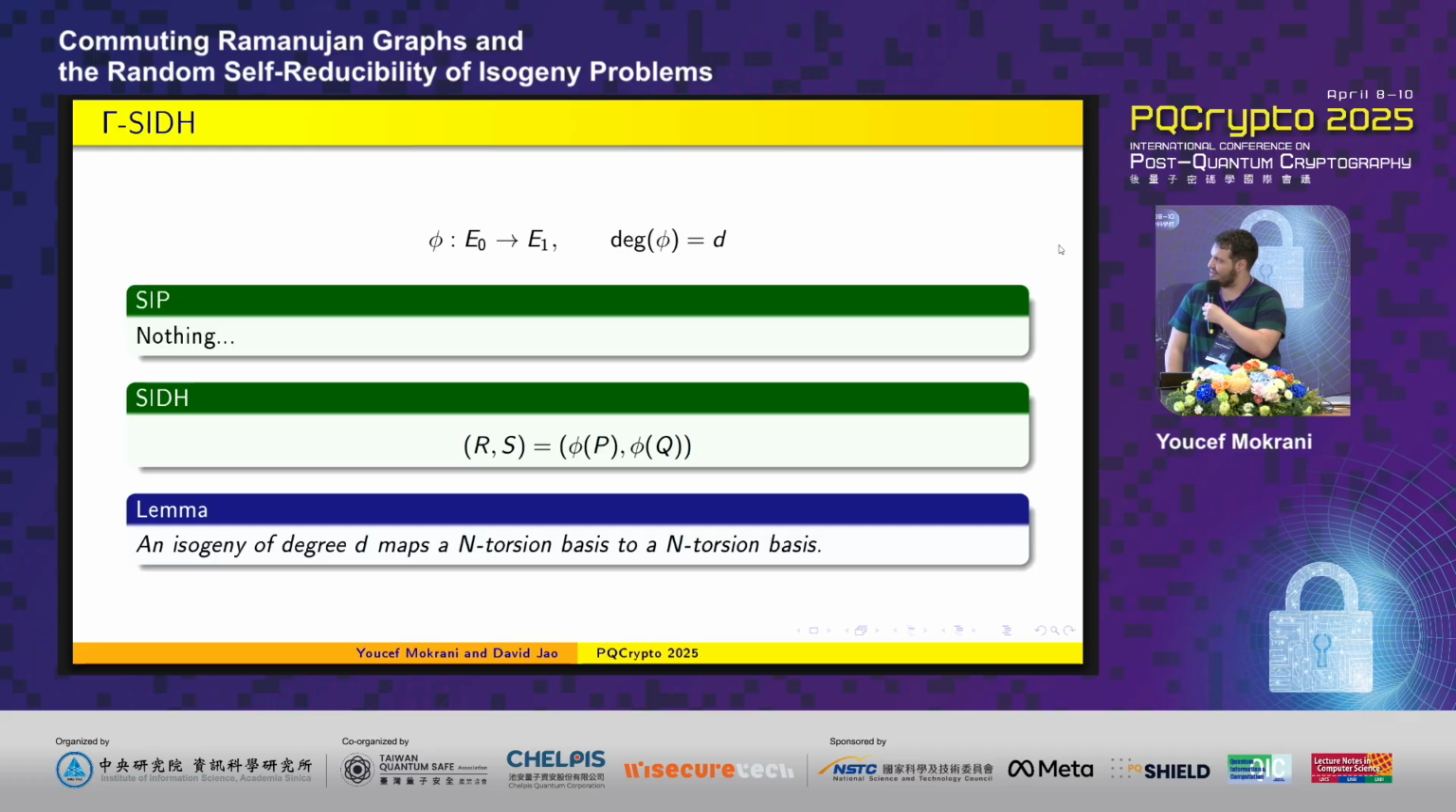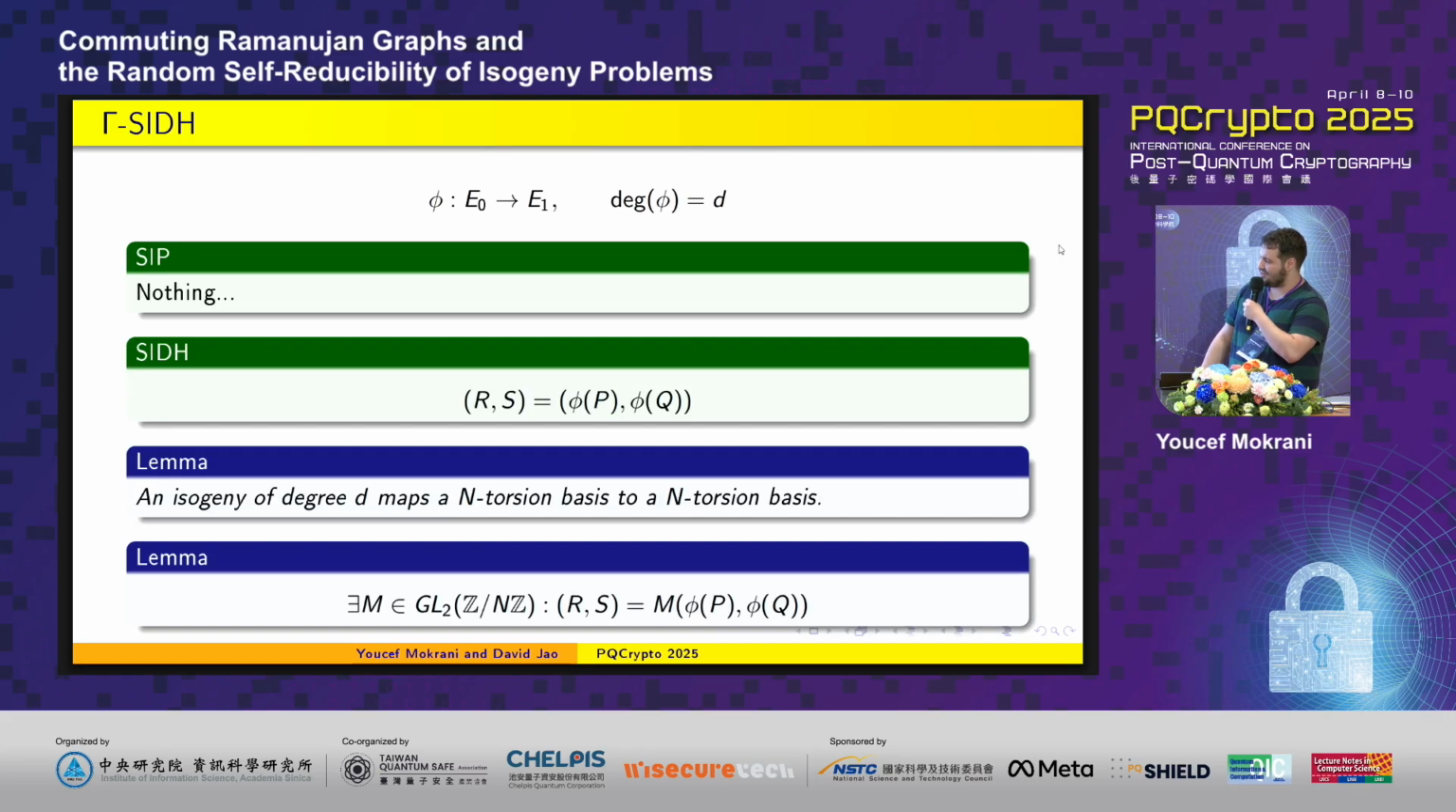And to get this concept of gamma SIDH, you have to realize that isogenies have a lot of properties. One of them is that they're group homomorphisms. Because your degree has to be relatively prime to n for your torsion, you can only map a basis to a basis.